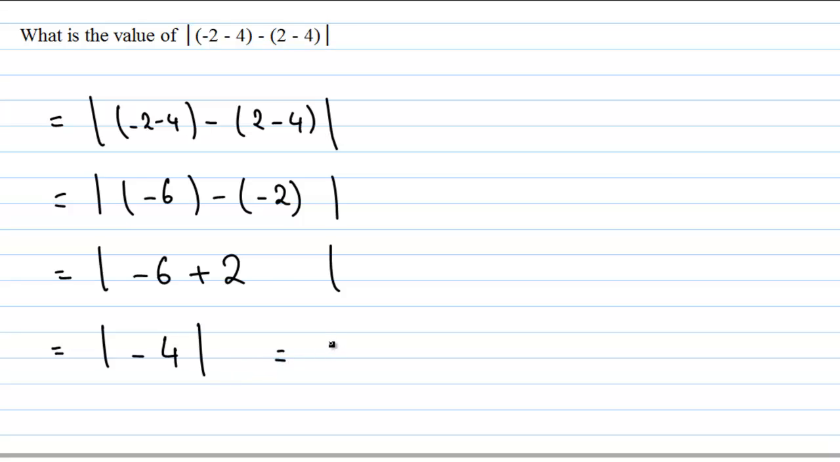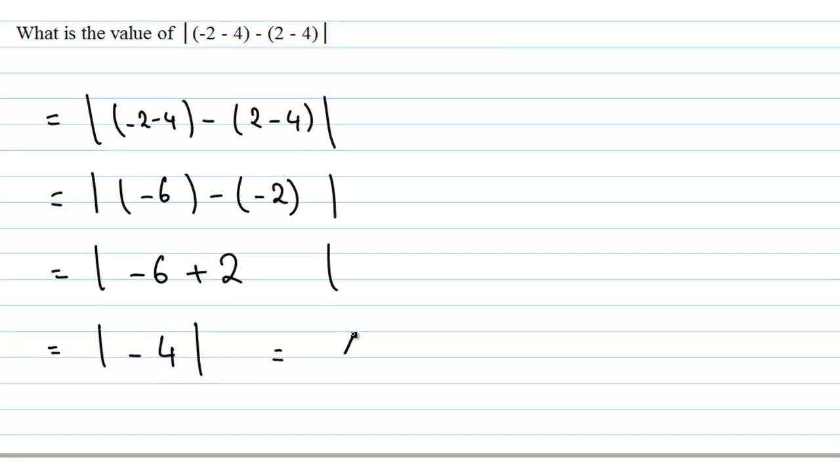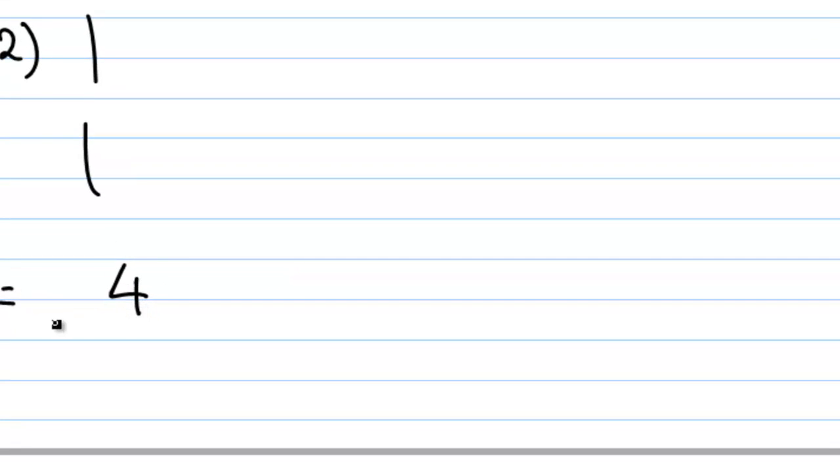Apply the rule for the absolute value now. We have a negative, like dirty clothes. In the washing machine, what comes out? It comes out clean, it comes out positive. So the value is 4.